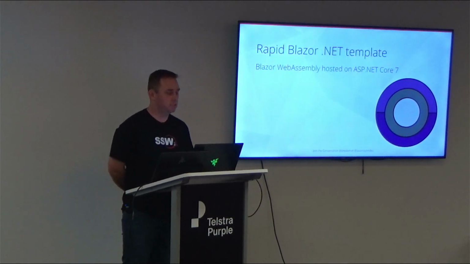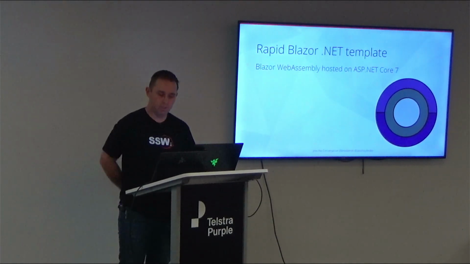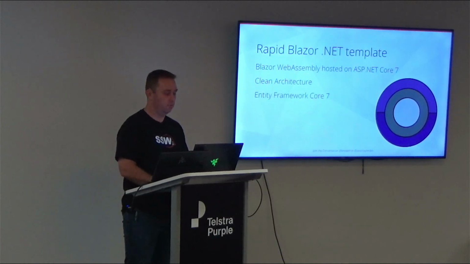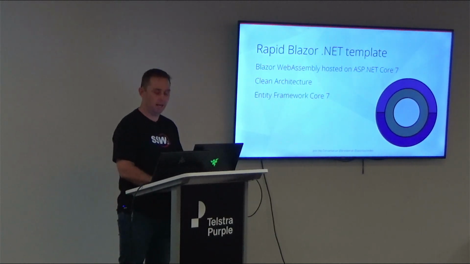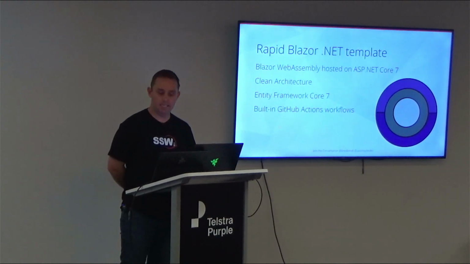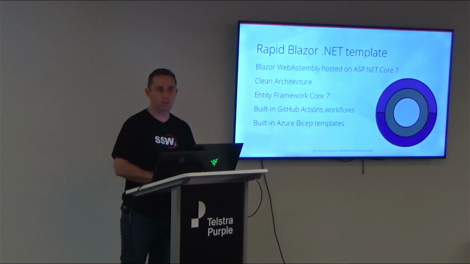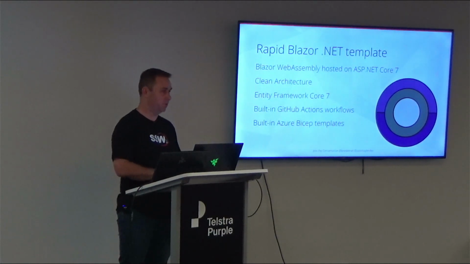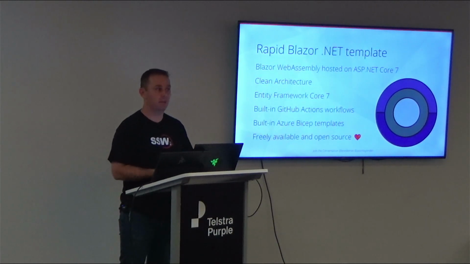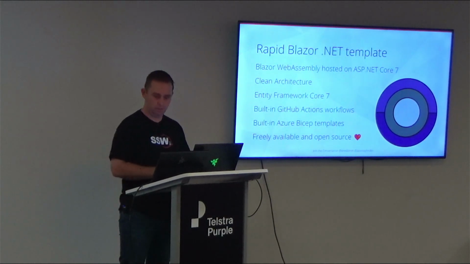This template has been designed for building Blazor WebAssembly apps hosted on ASP.NET Core 7, and it follows the principles of clean architecture. We're using EF Core 7 for data access. It has built-in actions for our CI and CD, and it also has built-in Bicep templates for infrastructure as code, so we can automatically provision and update our resources on the cloud. And of course, it's freely available and open source. So I'll demonstrate that tonight, and I'll share some resources where you can find it.